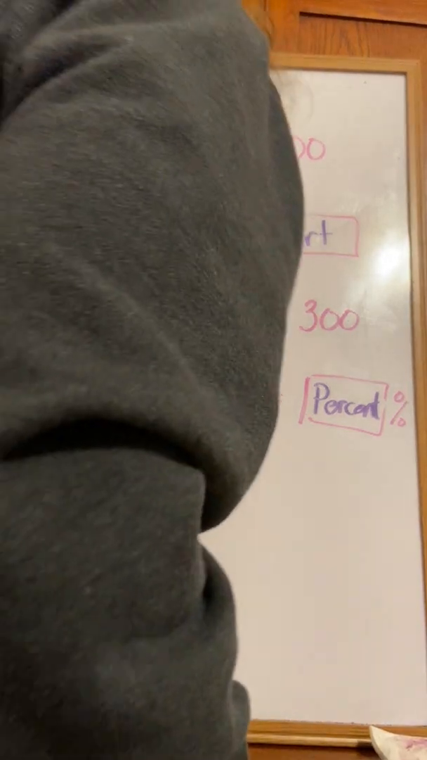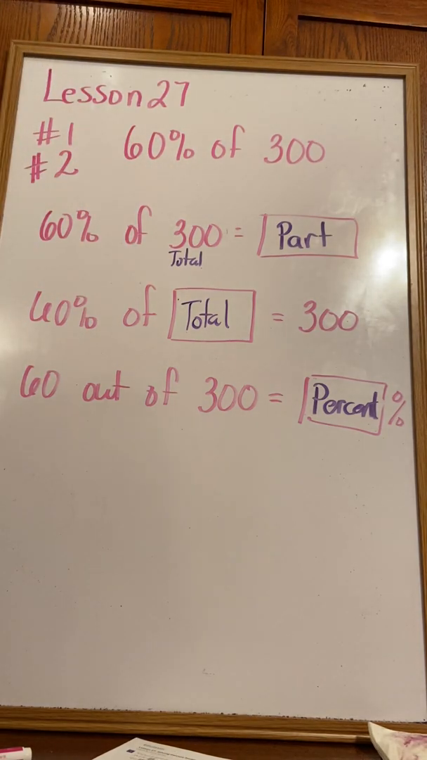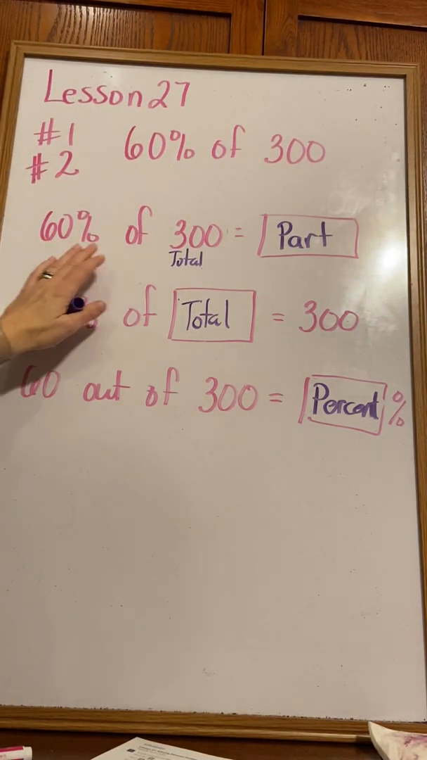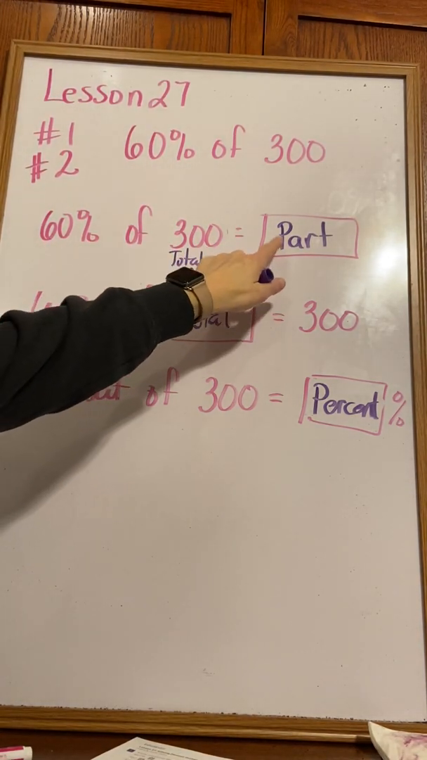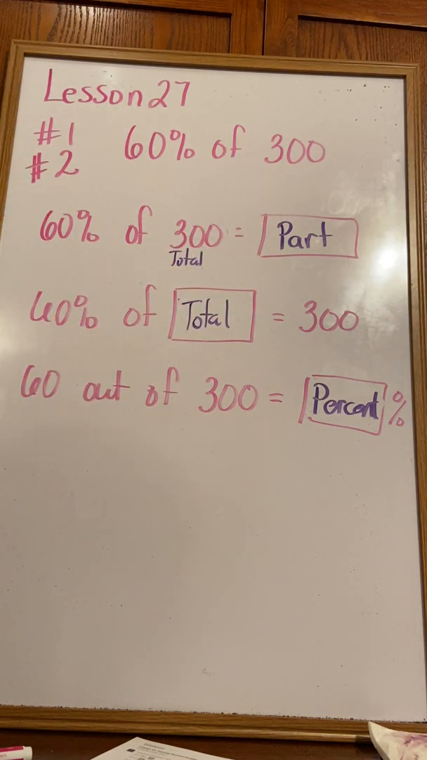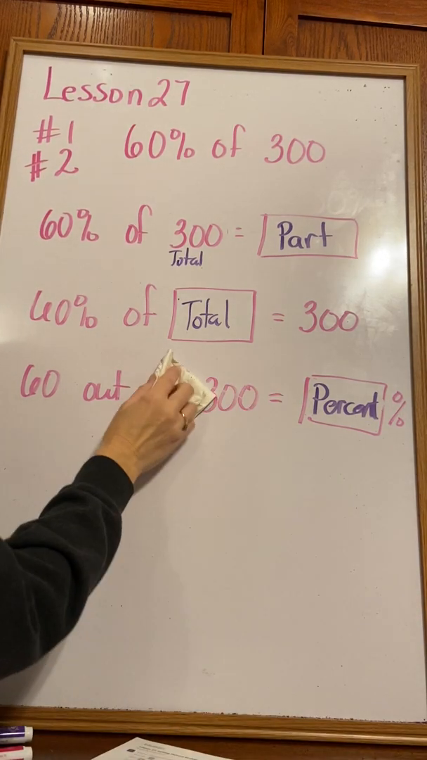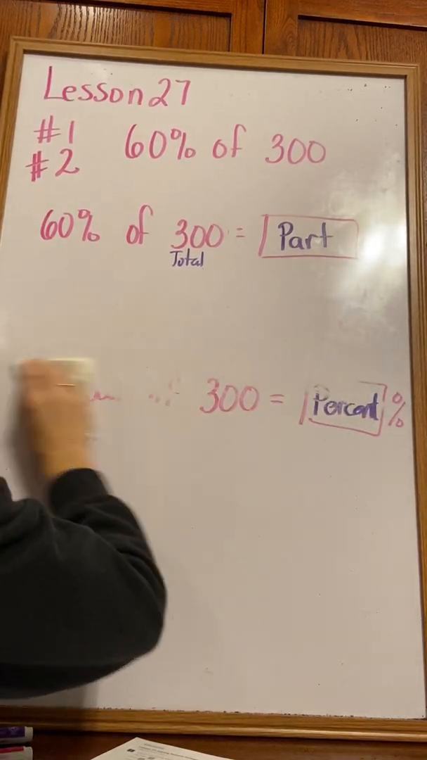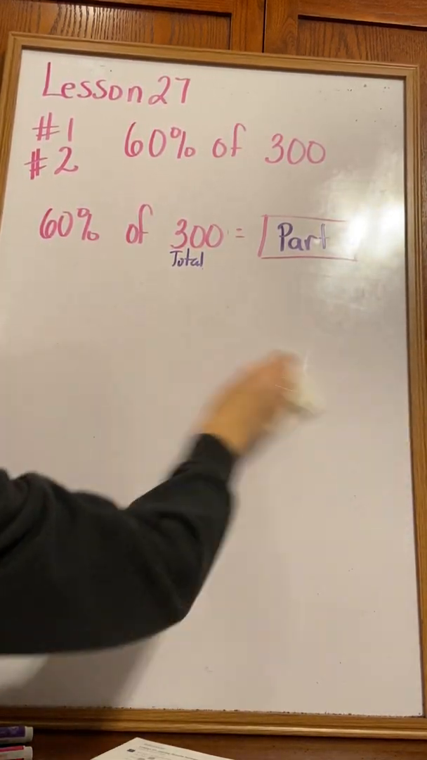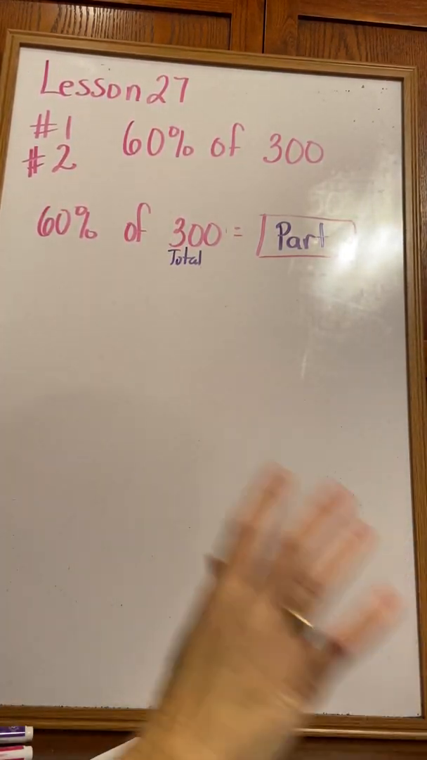Now, the next question, question number 2, says to solve these. So we're going to solve 60% of 300 equals what? We're actually going to answer there. Let's go back and do that part now. I'm going to need some room, I think. Let me erase those for now. Okay, so now we're on question number 2.